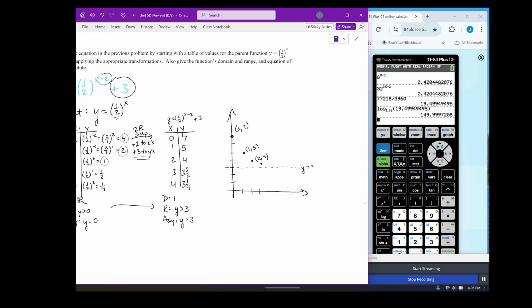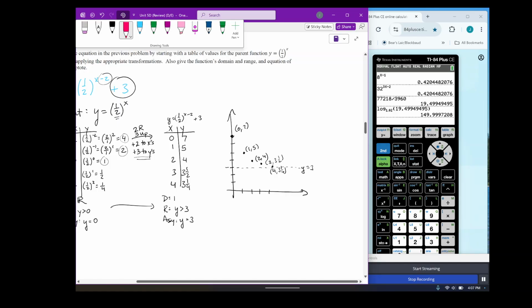Y equals 3. So this was, what was this? 3, 3.5. And then 4, 3.25. And then our curve you can tell is kind of coming down like this.